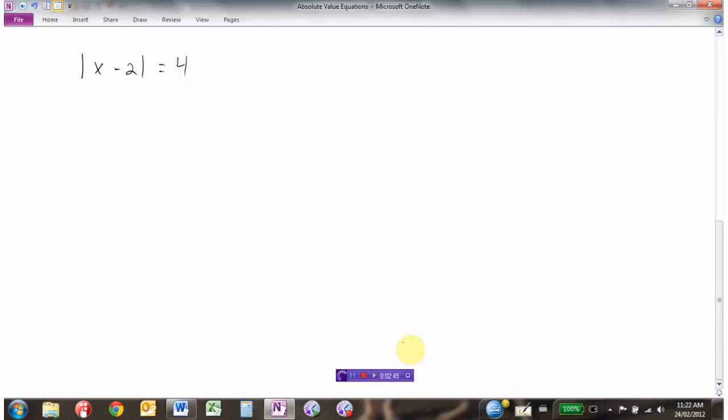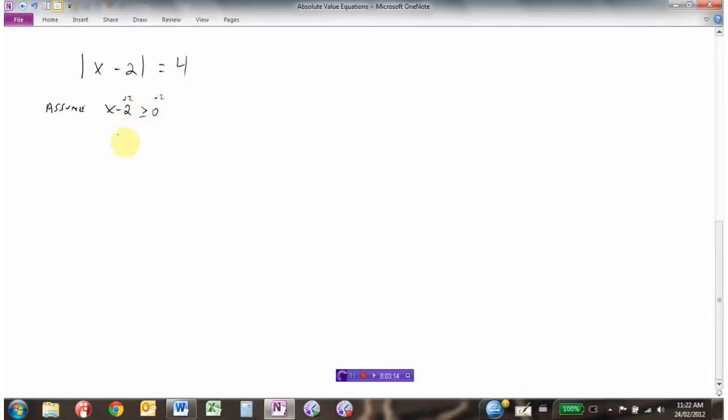So here's the equation. The absolute value of x minus 2 equals 4. So we know there's going to be two possible scenarios here. Let's look at the first case, scenario 1. Let's assume that what's in the absolute value signs, that's this stuff here, x minus 2, let's assume that that's greater than or equal to 0.